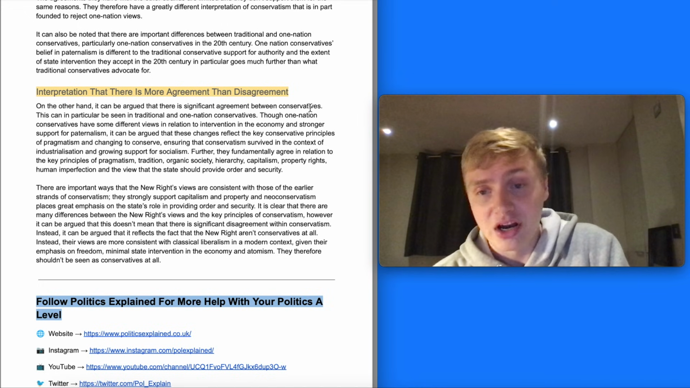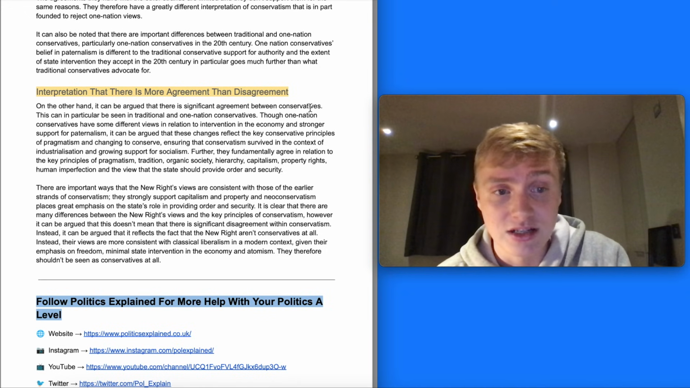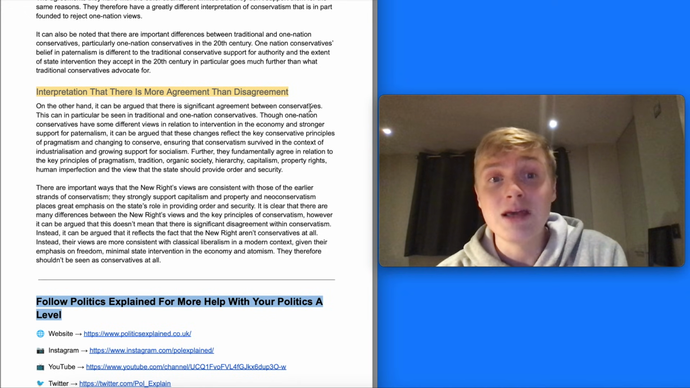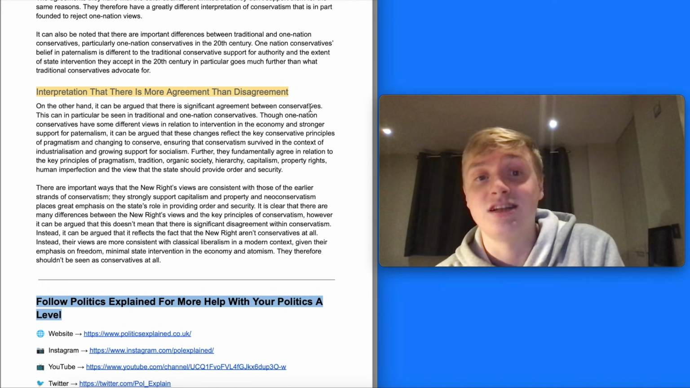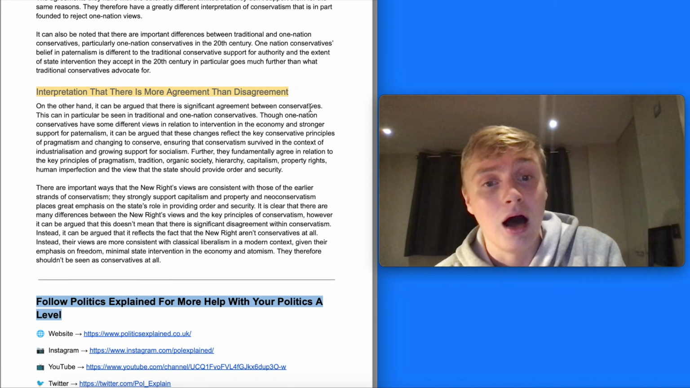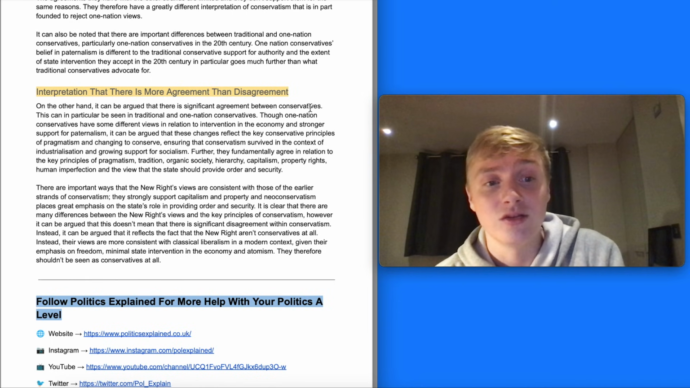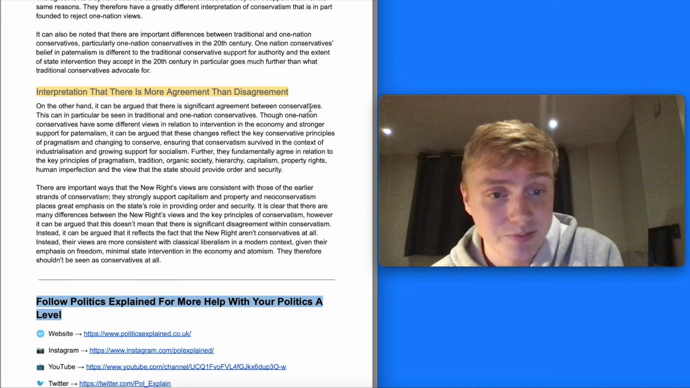It is pretty undeniable that there are clear differences between the new right's views and the principles of conservatism. But it could be argued this doesn't mean that there's more disagreement than agreement within conservatism, because it would be argued that the new right actually shouldn't be seen as conservatives at all. They should actually be seen as more of a reflection of a liberal tradition.